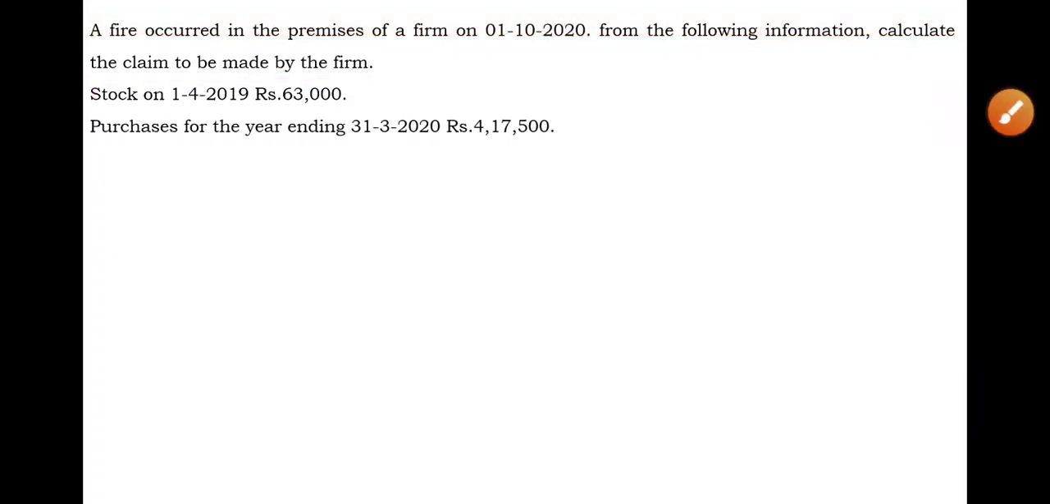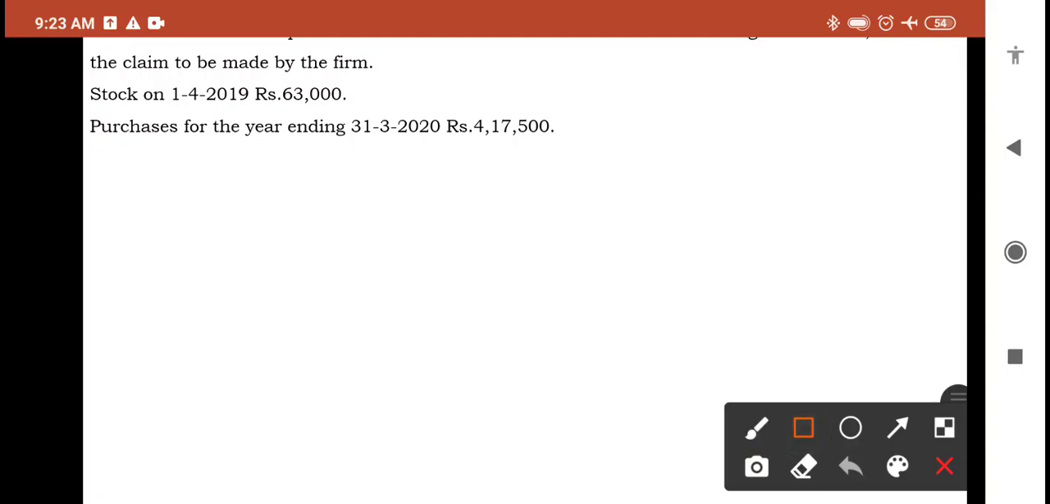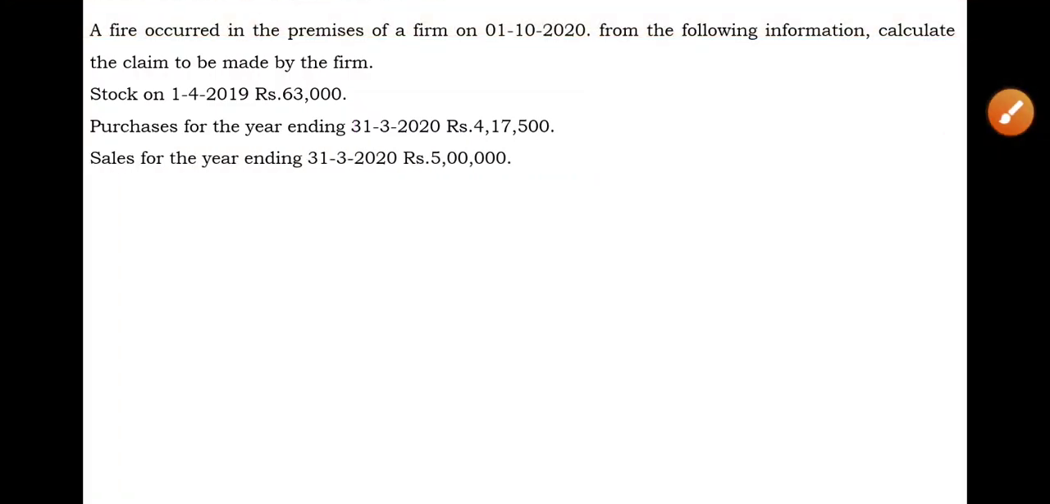Got it? Next point is purchases for the year ending 31st March 2020, rupees 4,17,500. Year ending means it is related to the previous year, as 31st March 2020 comes in the 2019-20 accounting year, so it should be recorded in the trading account purchases. Next point, sales for the year ending 31st March 2020, rupees 5 lakh.